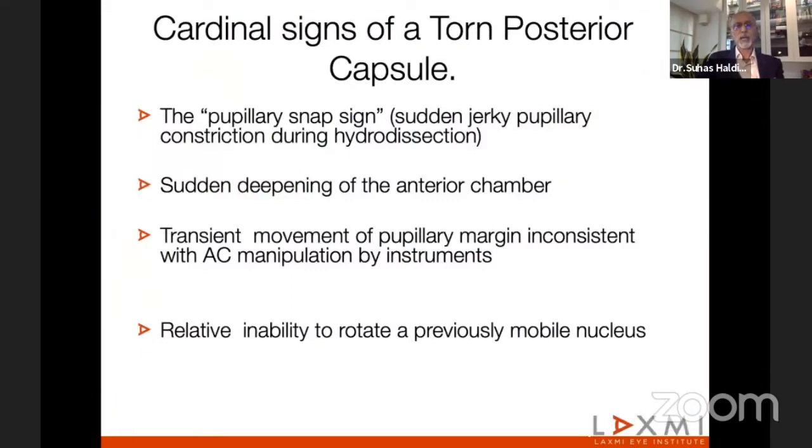So let's look at the cardinal signs of a torn posterior capsule. Very rarely do people get to see it, but if you see it, you never forget: the pupillary snap sign, which is a sudden jerky pupillary constriction during hydrodissection. Then sudden deepening of the anterior chamber, transient movement of the pupillary margin inconsistent with anterior chamber manipulation by instruments, and relative inability to rotate a previously mobile nucleus.